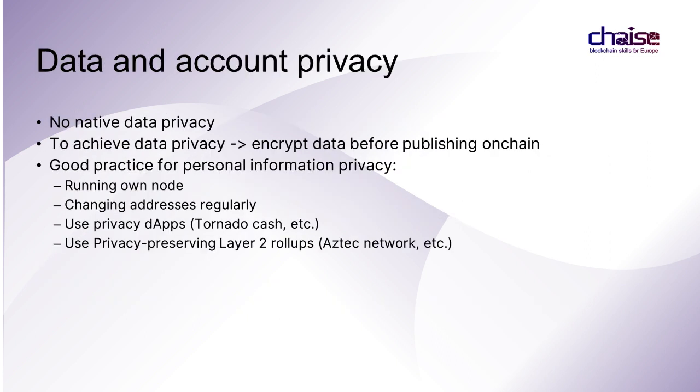On Ethereum, there is no natively enabled data privacy. All data written on-chain can be seen by everyone. To achieve data privacy, one must encrypt all data before writing it on-chain. To achieve account privacy, keeping your personal information private, one must follow good practices.